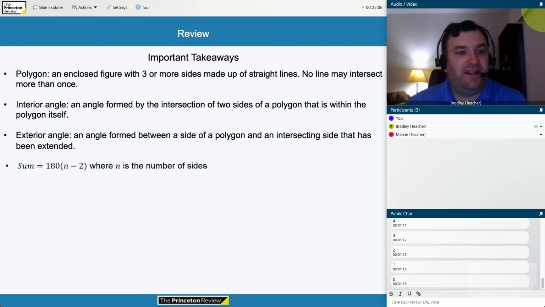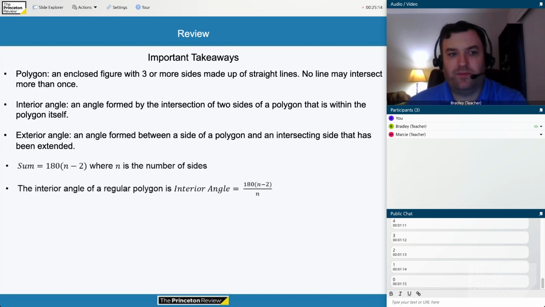Next, the sum of the interior angles of any polygon is just 180 times n minus 2, where n is the number of sides. The interior angle of a regular polygon is going to be equal to 180 times n minus 2 over n. And this will be true for any angle in that polygon. Since it's a regular polygon, all of those angles will be equal.